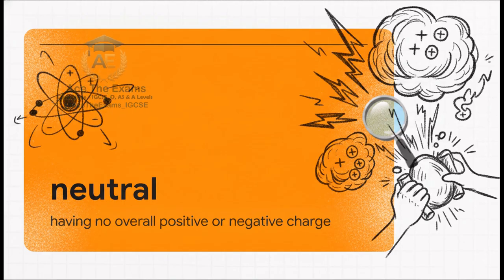Positive equals negative, so the net result is 0. Everything is calm, everything is perfectly neutral. To create static electricity, to get that spark, we have to violently upset this delicate microscopic balance.